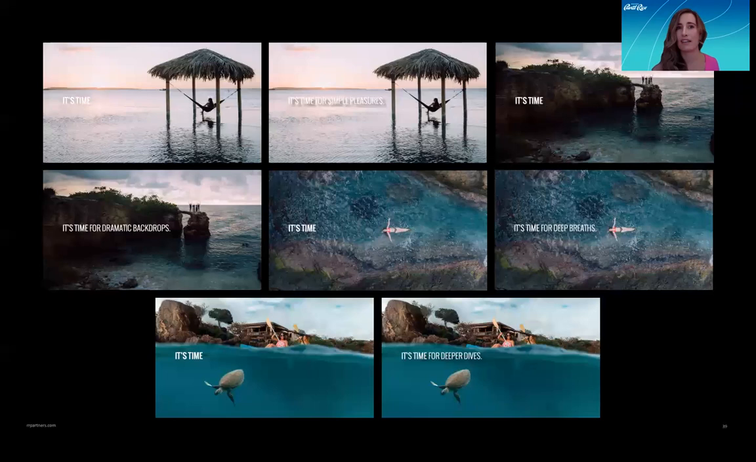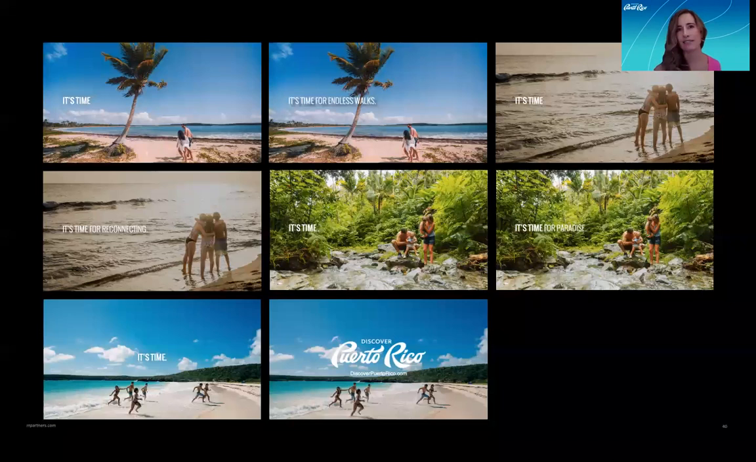Here's an example of what a spot may look like. The copy may read, "It's time for simple pleasures, for dramatic backdrops. It's time for deep breaths, for deeper dives. It's time for endless walks, for reconnecting. It's time for paradise. It's time, discover Puerto Rico." Someone who does voiceovers for a living is going to make it sound much better than that. But you hopefully get the idea.